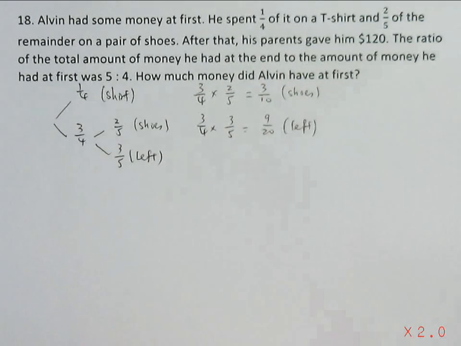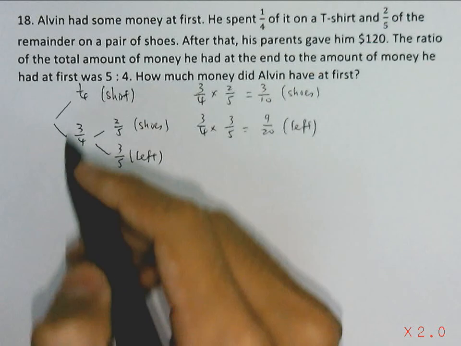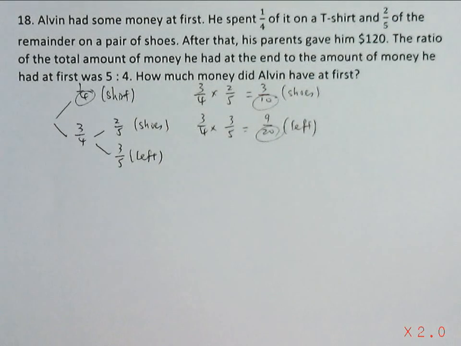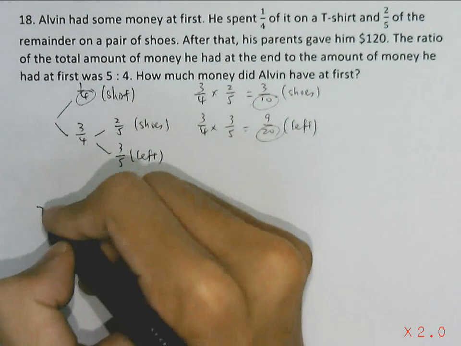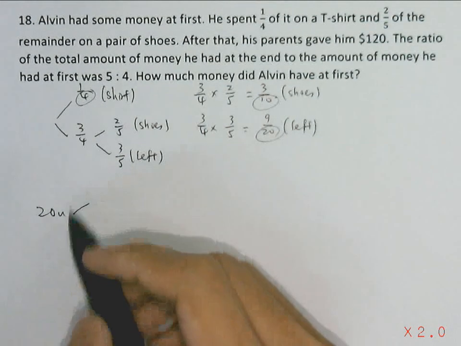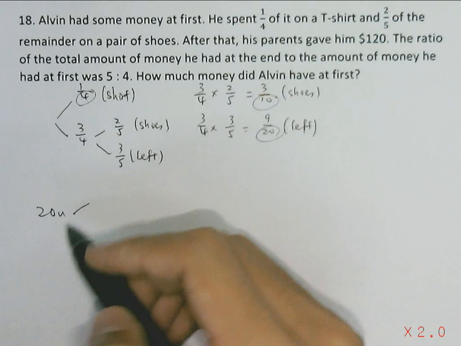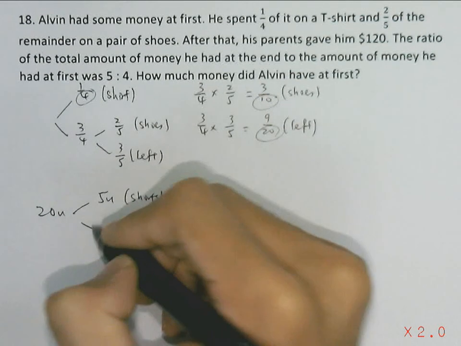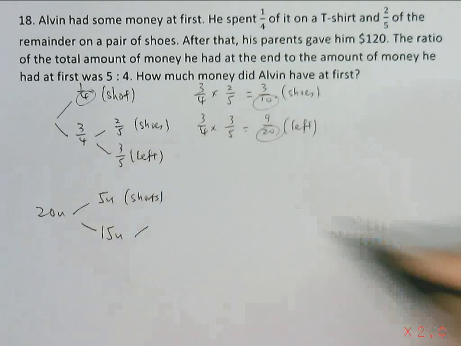So from here we see that all the denominators, 4, 10 and 20, the lowest common multiple will simply be 20 units. So we can let him have 20 units at first. If he spent 1/4 on the t-shirt, so 1/4 of 20 units will be 5 units, which is spent on the t-shirt, and he will have 15 units remaining.